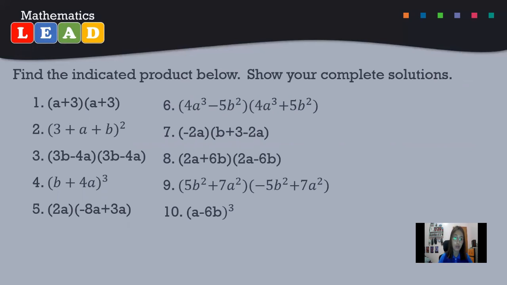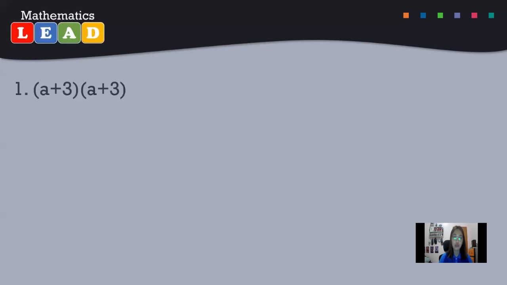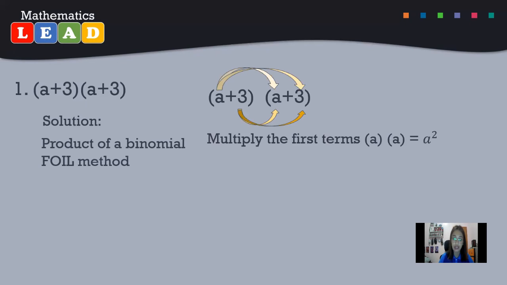Okay, for example, let's try to answer number 1. The given is (a + 3) times (a + 3). First thing you need to do is classify what kind of special product this is. It is a product of binomials. Using the FOIL method, we will solve it. First term, the next is the outer term, inner, and then the last term.